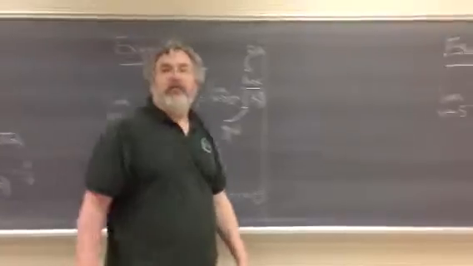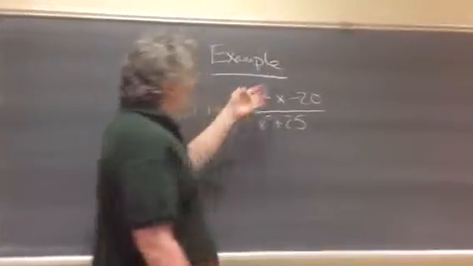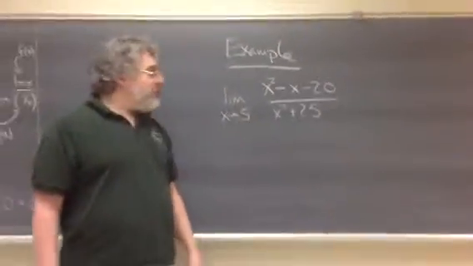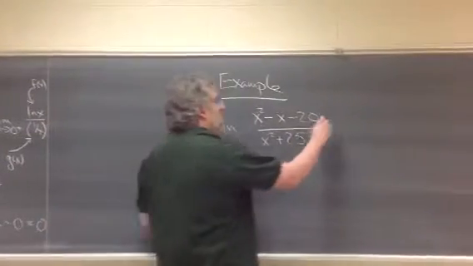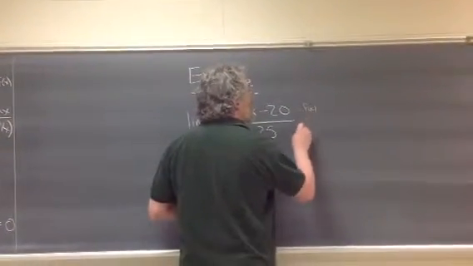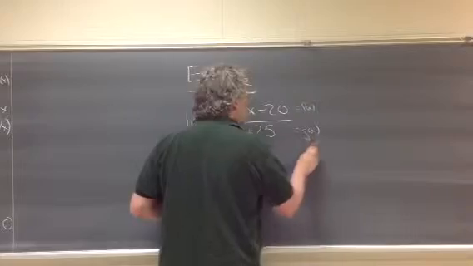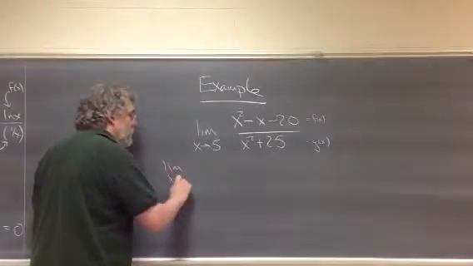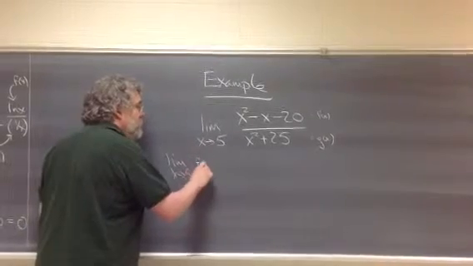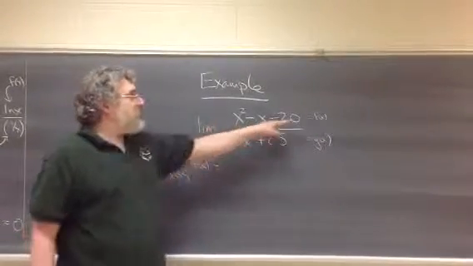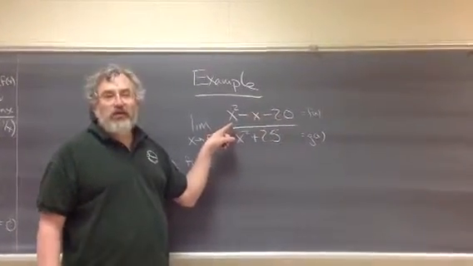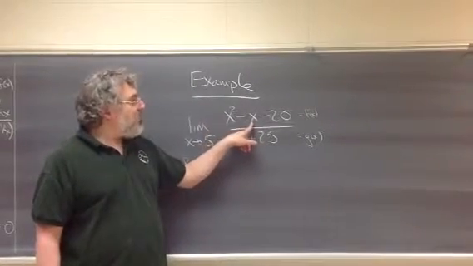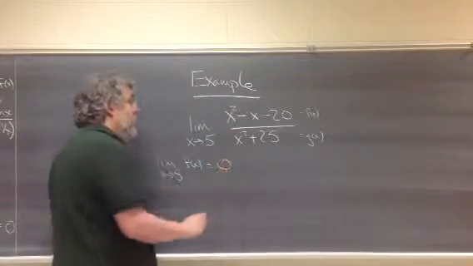Let's try one more example. Hopefully it's starting to sink in. Here we go. So now we have a top and a bottom. Let's call this our f. Let's call this our g. So as x goes to 5, f of x. This is continuous, so we can plug 5 in. We get 25 minus 5 minus 20. That is 0. Okay. What about the bottom?